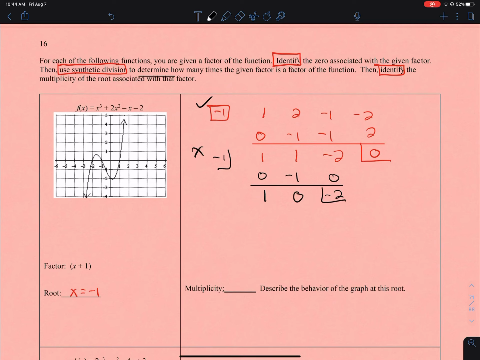Determine how many times the given factor is a factor. X plus 1 is a factor once. Then identify the multiplicity of the root. Well, if it's a factor once, the multiplicity is 1. Now, we knew this going into it, because we were told that, but we're just showing you, hey, this actually works. And then identify the multiplicity of the root associated with the factor. We did that. And here it says, describe the behavior of the graph at this root. The graph crosses the x-axis at x equals -1 without changing concavity.